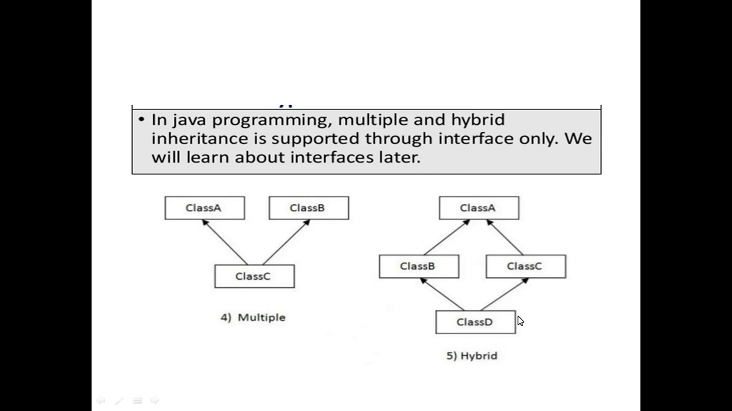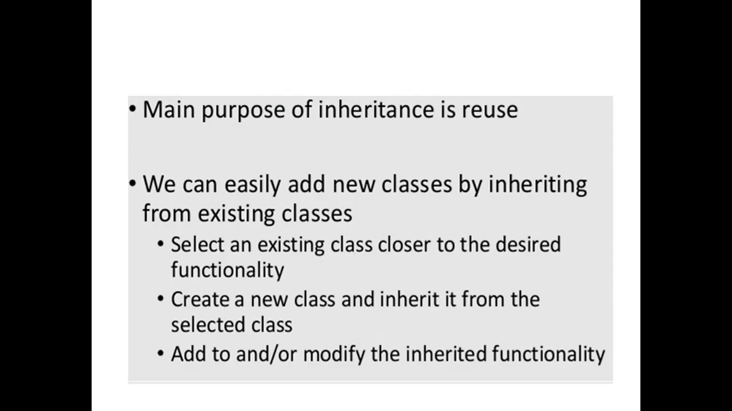interfaces. So what is an interface? In interfaces there are static methods. In interfaces there are n number of methods, which are only declarations, and we have to use those methods and give a body to them. Now the main purpose of inheritance is reuse. We can easily add new classes by inheriting from existing classes. Select an existing class closer to the desired functionality, create a new class and inherit it from the selected class, then add or modify the inherited functionality.